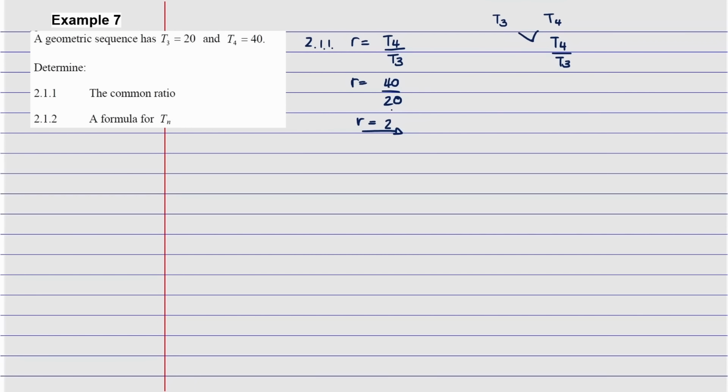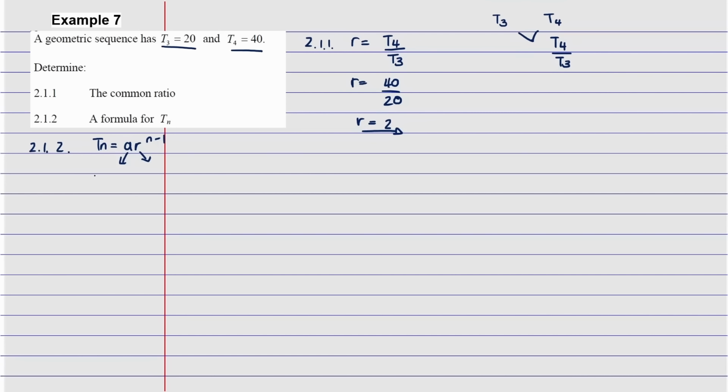So we already know that R is equal to 2. Now we need to find what? We need to find A, right? So for 2.1.2, to find Tn, which is A multiplied by R to the power n minus 1, we have R, we don't have A, right? But we can use the fact that they gave us T3 or T4 and substitute and get A. So let's do that first, right?